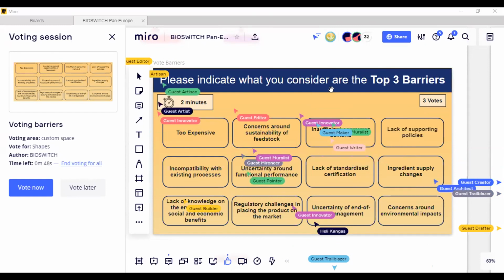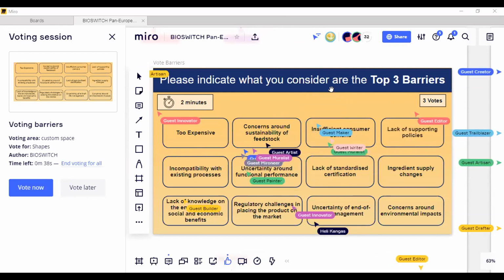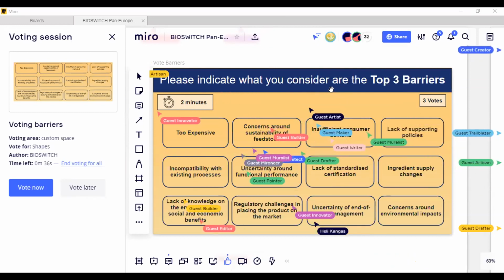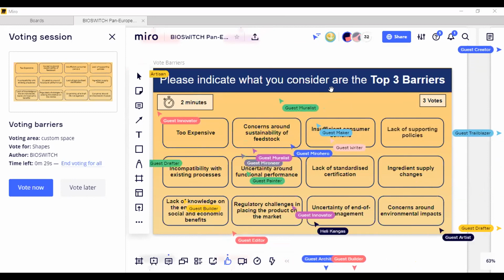People are now writing that it's working, so I think we now have everybody voting again. Thank you, Sarah. Thanks. Yes, thank you for highlighting that to me, the joys of technical issues.